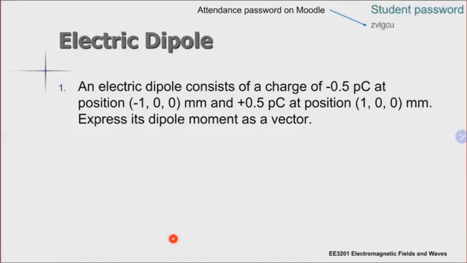So dipole moment p is equal to Q d. So we have two charges: minus 0.5 picocoulombs and 0.5 picocoulombs. One at minus 1, 0, 0. The other one is at 1, 0, 0.